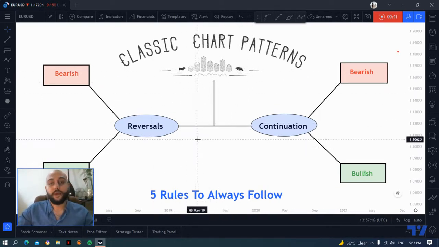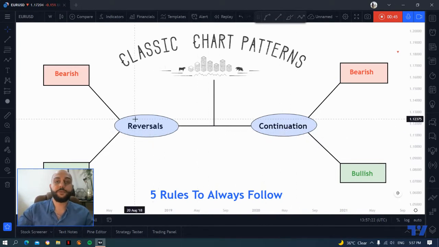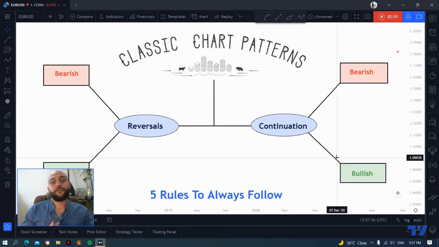So we have two types of patterns. We have reversals and we have continuation. Reversals mean that the trend is going to reverse to a different direction from where it's headed. So let's say we have an uptrend, we're going to see a pattern, then the trend is going to change to a downtrend. Continuation means basically the trend will continue in the same direction that it started.